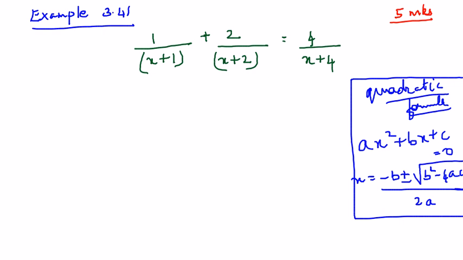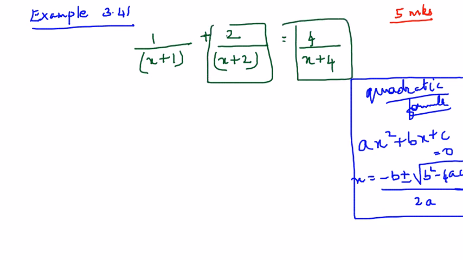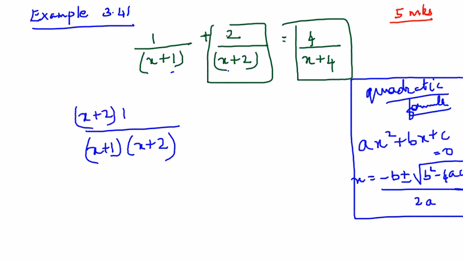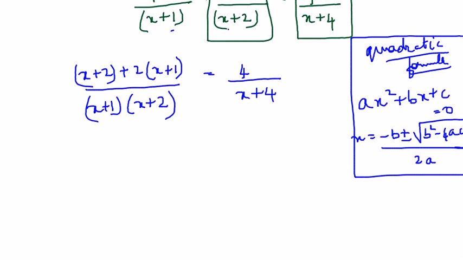I think in your textbooks they would have given to group this term and this term together, and take 2 out common. But the other way of doing it is like how I will be doing. I'll directly take the LCM of the first 2 terms here. So LCM is x plus 1 into x plus 2, and when you cross multiply you get x plus 2 plus 2 into x plus 1 is equal to 4 by x plus 4. See, I'm not saying this is the only way to do the sum. There are many ways. You can take LCM in whichever way you want and solve the sum. As long as you get the same answer, it's fine.